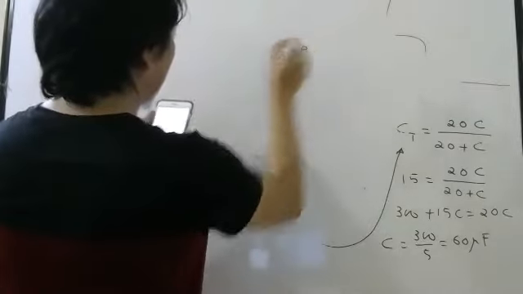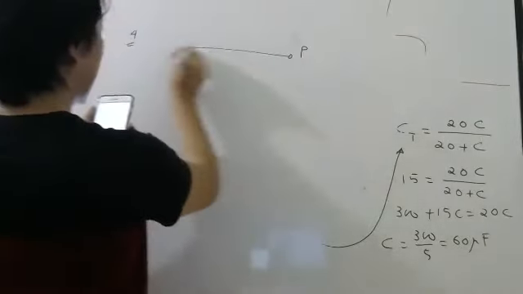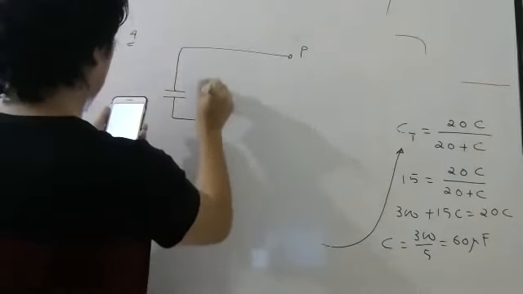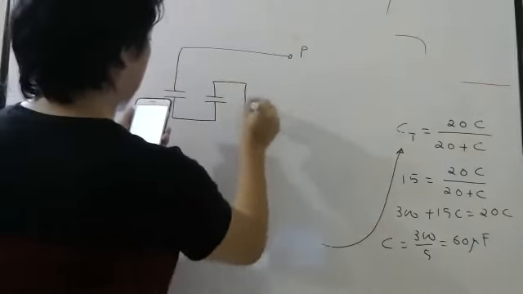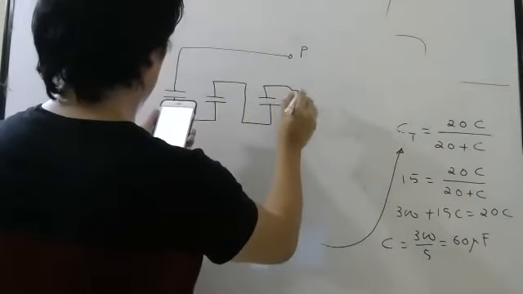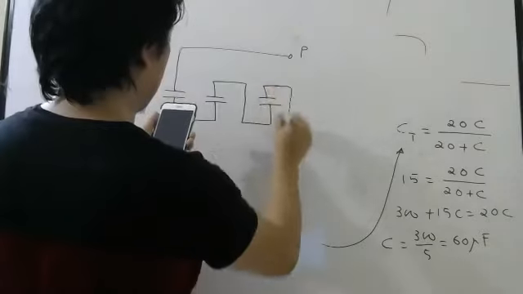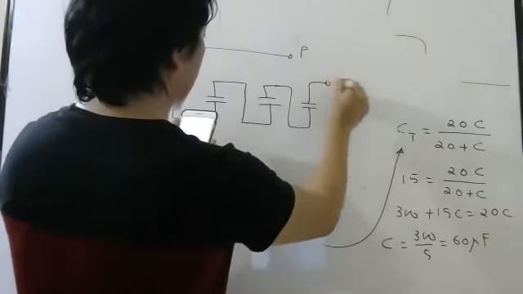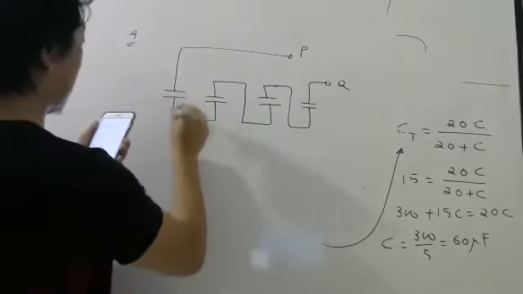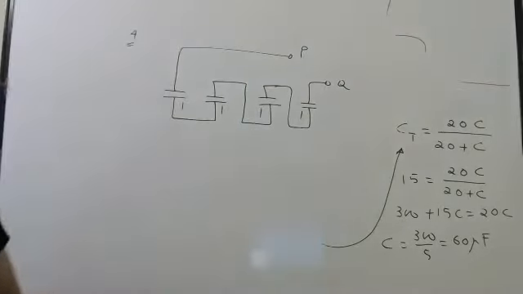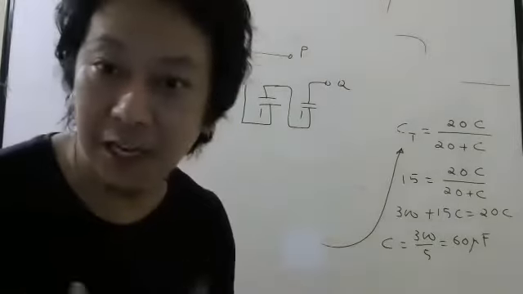So this terminal is P, wire is coming like this. Then one capacitor here, one capacitor here, one capacitor here, one capacitor here, then one capacitor here like this. Each one of them is 1 microfarad, 1 microfarad, 1 microfarad, 1 microfarad. See, many students may think, "What kind of diagram is that?"